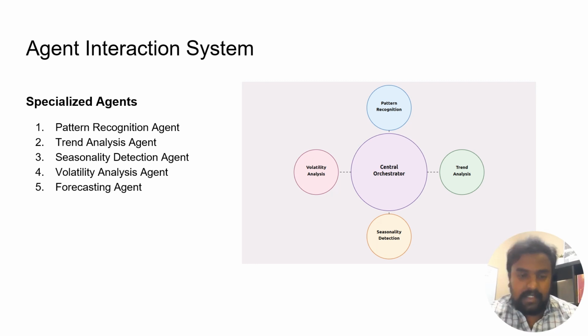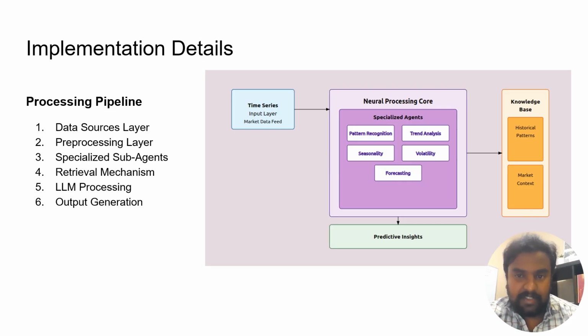And coming to slide 7, it is the implementation details, how we implemented our framework. You can see that our framework follows a structured process. The data source layer collects real-time and historical data. The pre-processing layer cleans and formats data, and the specialized sub-agents each process specific tasks. The retrieval mechanism searches for past patterns, and LLM processing, as you know, uses language models to create clear explanations.